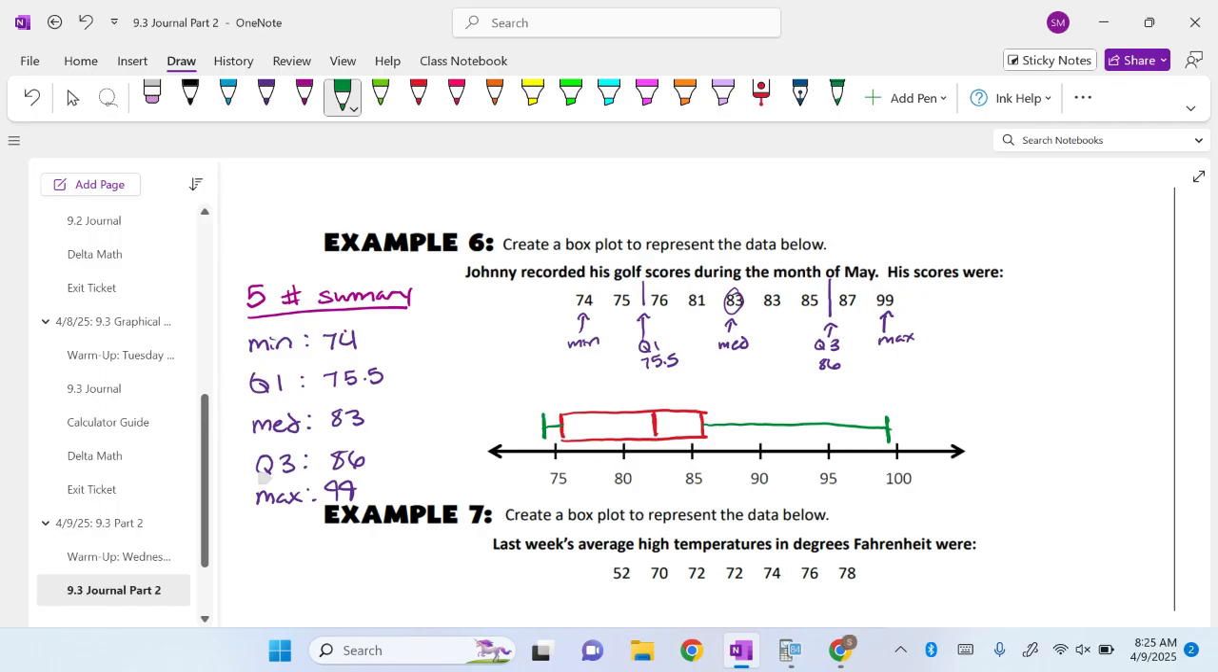So my min was 74. My Q1 or first quartile was 75.5. My median was 83. My Q3 or third quartile was 86. My max was 99. And my box plot looked something like that. Any questions how I got any of those numbers?